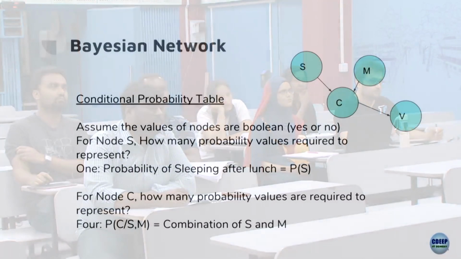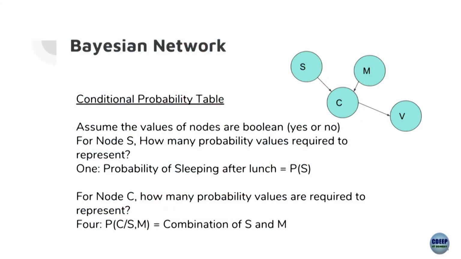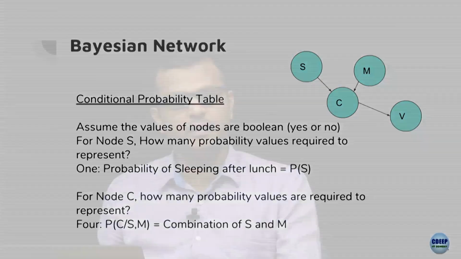So for node C, how many probability values are required to represent probability of C given S and M? The answer is 4, because of the combinations of S and M: yes-yes, yes-no, no-yes, no-no, something like that. The 4 combinations are needed in order to understand the probability of C.